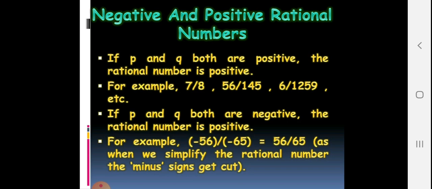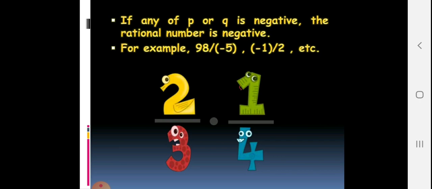If p and q both are negative, then the rational number is again positive, because the negatives cancel out and turn into a positive number. For example, minus 56 divided by minus 65. So the negative signs get cancelled, so it is 56 divided by 65. As when we simplify the rational number, the minus sign gets cut. If any one of p or q is negative, then the rational number is going to be negative. For example, 98 divided by minus 5, minus 1 upon 2, etc.